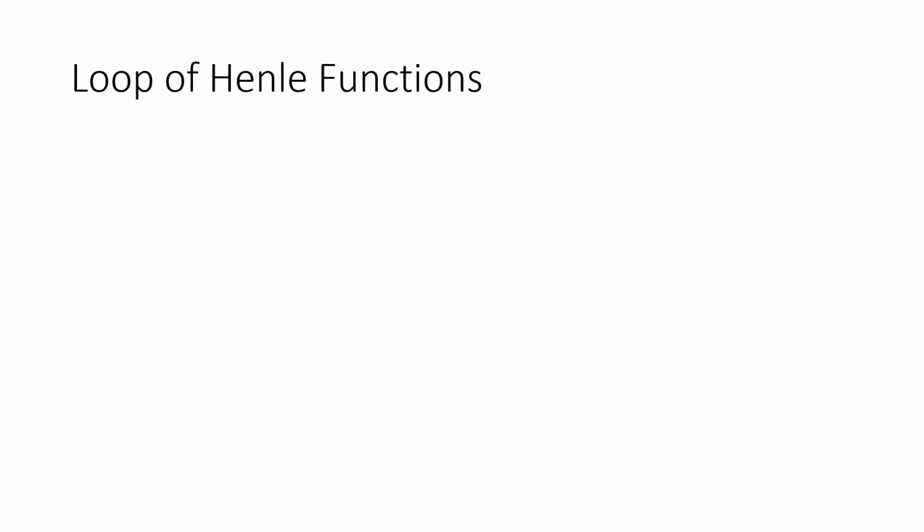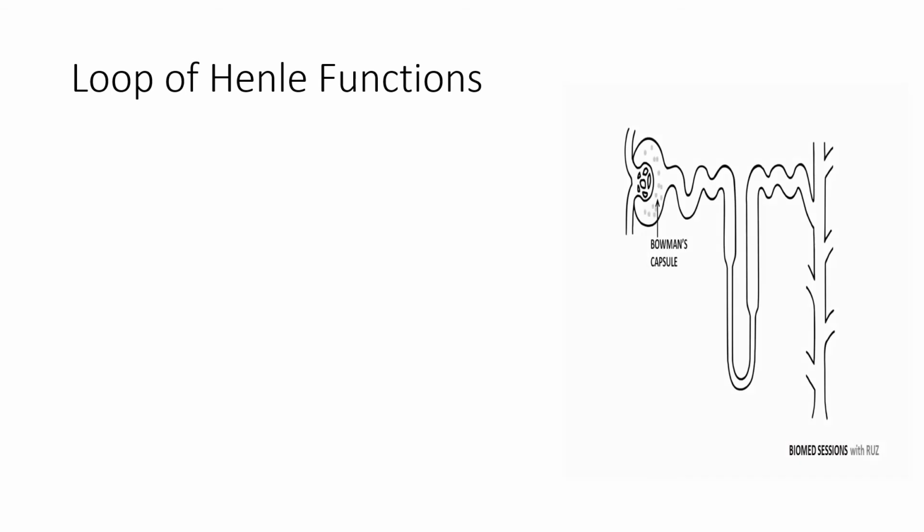So we'll look at the function of the loop of Henle in a little bit more detail. So this image here just illustrates the loop of Henle. So you've got your Bowman's capsule, your descending limb of the loop of Henle, ascending limb, then into your collection duct. So the descending limb is the limb going down.